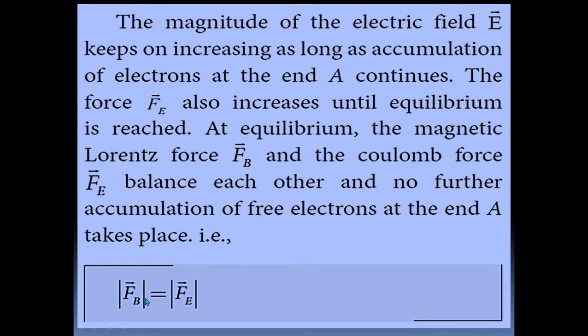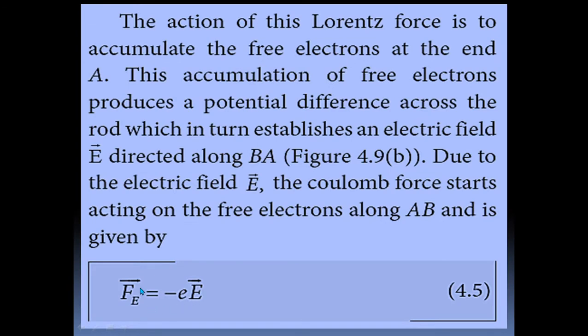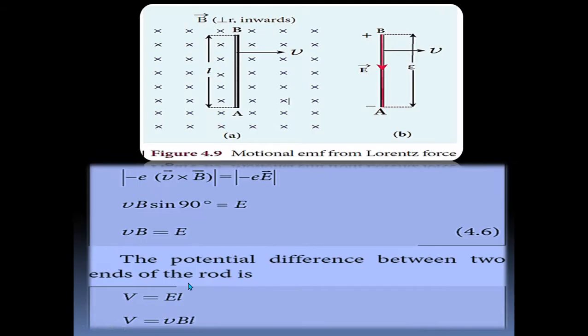What is the value of F_B vector? It is minus e into v vector cross B vector. What is the value of F_E vector? Minus e into E vector. Substituting these two values, we obtain modulus of minus e into v vector cross B vector is equal to modulus of minus e into E vector. When we remove the vector notation, we must mention the direction factor, that is sin theta.